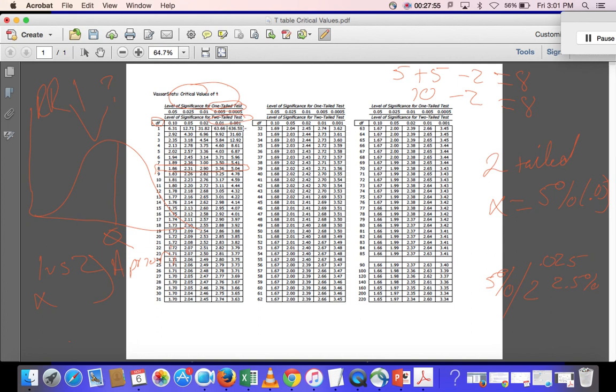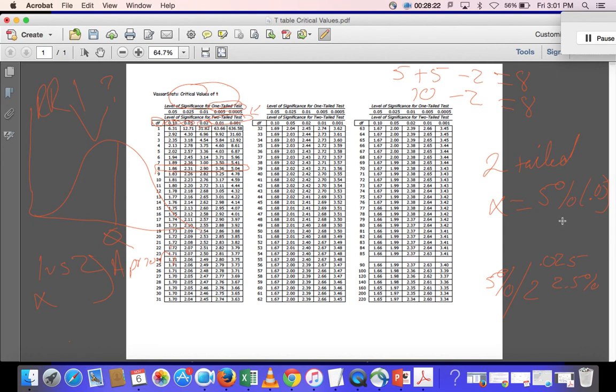Okay, so I want to look at the one that says level of significance two-tailed test, because that's what I want. I want the two-tailed, okay, because I want to play it safe. So now you'll notice that we have all the different alpha levels. So these represent alpha levels. All these values that are right here underneath where it says level of significance. So we have 10%, 5%, 0.02%, 0.01%, 0.001%.